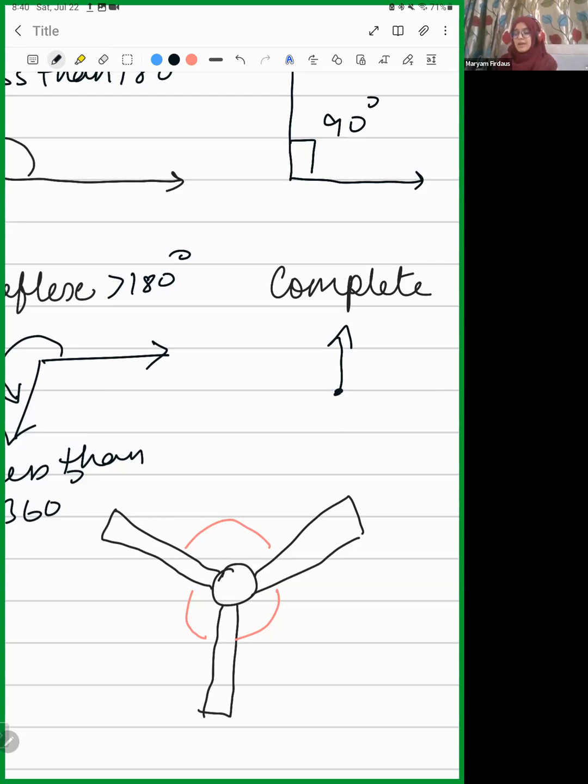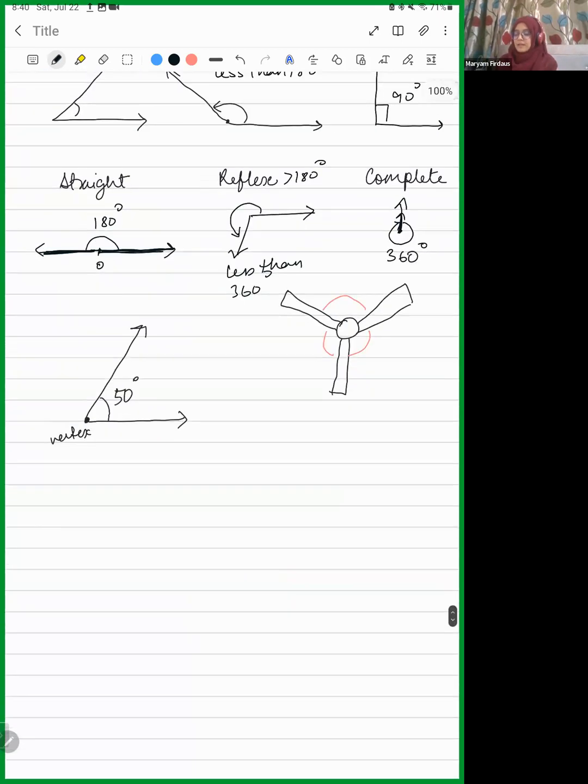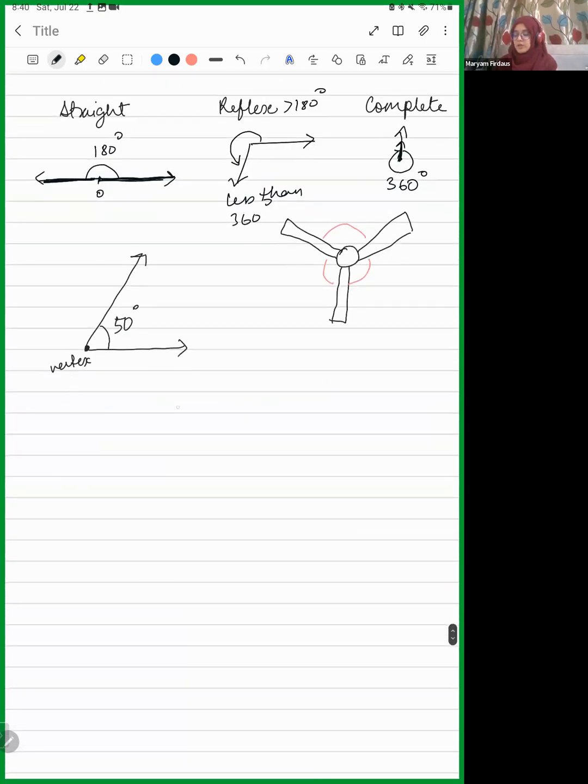Then when it comes again to 12 o'clock, it has completed a whole round. That is why we call it a complete angle. It has completed a whole round, which is equal to 360 degrees. So always remember that when anything completes a full circle, it makes 360 degrees. A complete angle is 360 degrees.